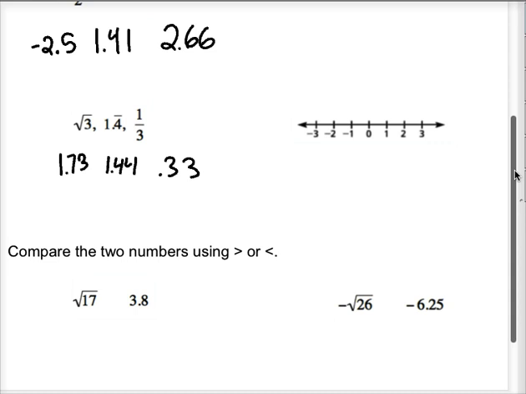All right, 1.73 is going to be in between 1.5 and 2. So I'll call that square root of 3. 1.44 is going to be in between 1 and 1.5, so I'll put myself right there. Then 1/3 is less than 0.5, so I will go like that and call that 1/3. All right, so do familiarize yourself with making sure that you can put those on a number line.